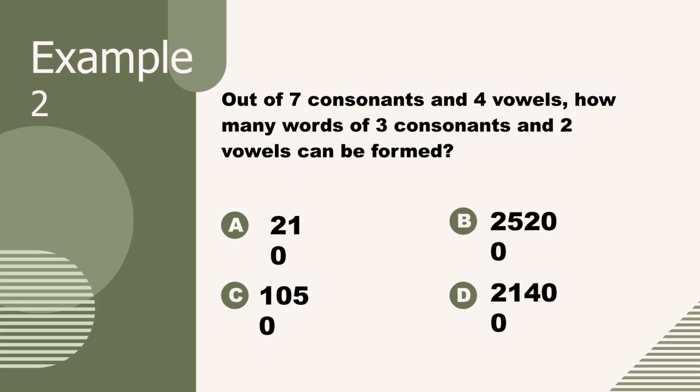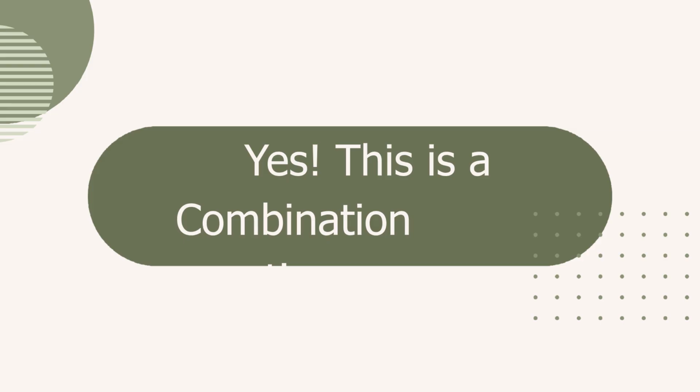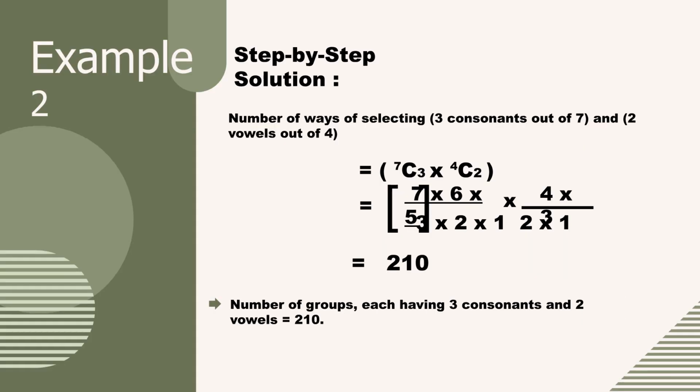Example 2 asks, out of 7 consonants and 4 vowels, how many words of 3 consonants and 2 vowels can be formed? The options are 210, 25,200, 1050, or 21,400. The initial step of selecting items without regard to internal order makes this primarily a combination problem, followed by a permutation step for word formation. First, we select the 3 consonants from 7 and 2 vowels from 4, using combination 7C3 times 4C2, which equals 210 groups of letters.